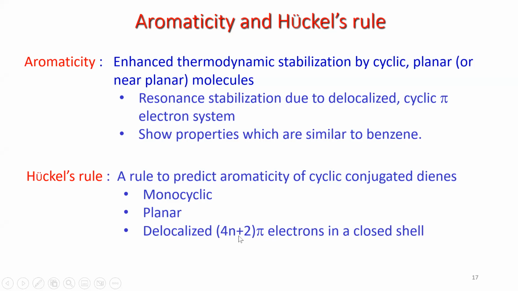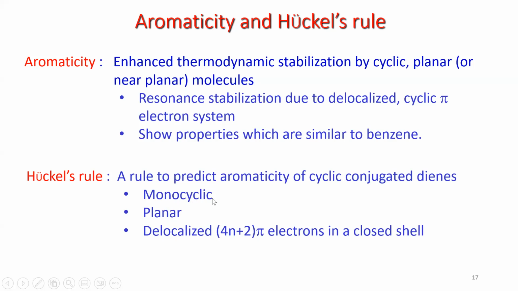The number of pi electrons should be 4n plus 2. N is any integer, a full number, like 0, 1, 2, 3, not half numbers, right? So you can apply this Hückel's rule to systems which are monocyclic and planar, and have this number of electrons. That is the Hückel's rule for aromaticity, right?